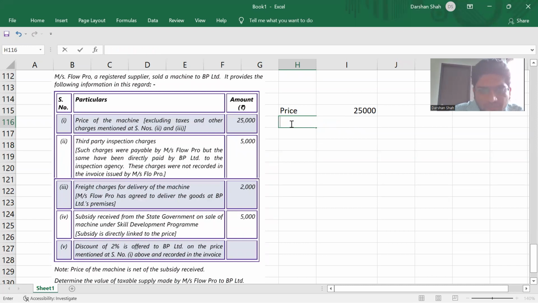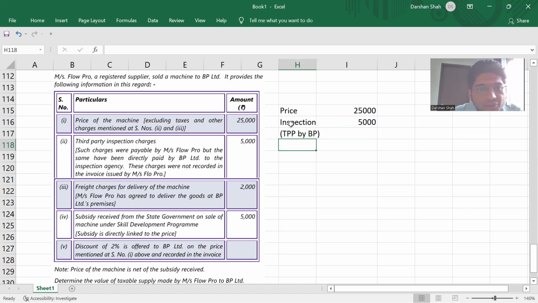Or we'll just write inspection charges, and you can write third party payment by recipient. Who is the recipient? Recipient is BP. Right? So that is 5,000.